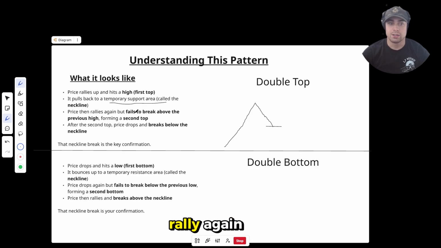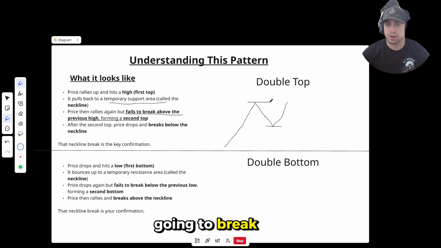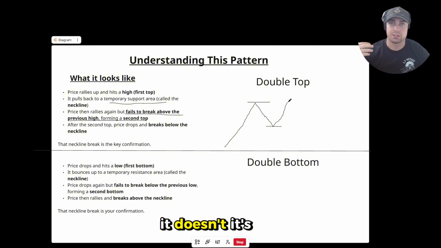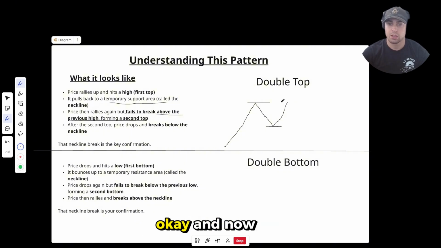It's then going to rally again, but fails to break above the previous high and form a second top. So it's going to come back up, and it's not going to break above this high. It can, but if it doesn't, it's going to increase your odds of a winning trade, okay? And now if you are trading it going above the previous high, you don't want it to be all the way up here, right? You want it to be about as equal as it can be.